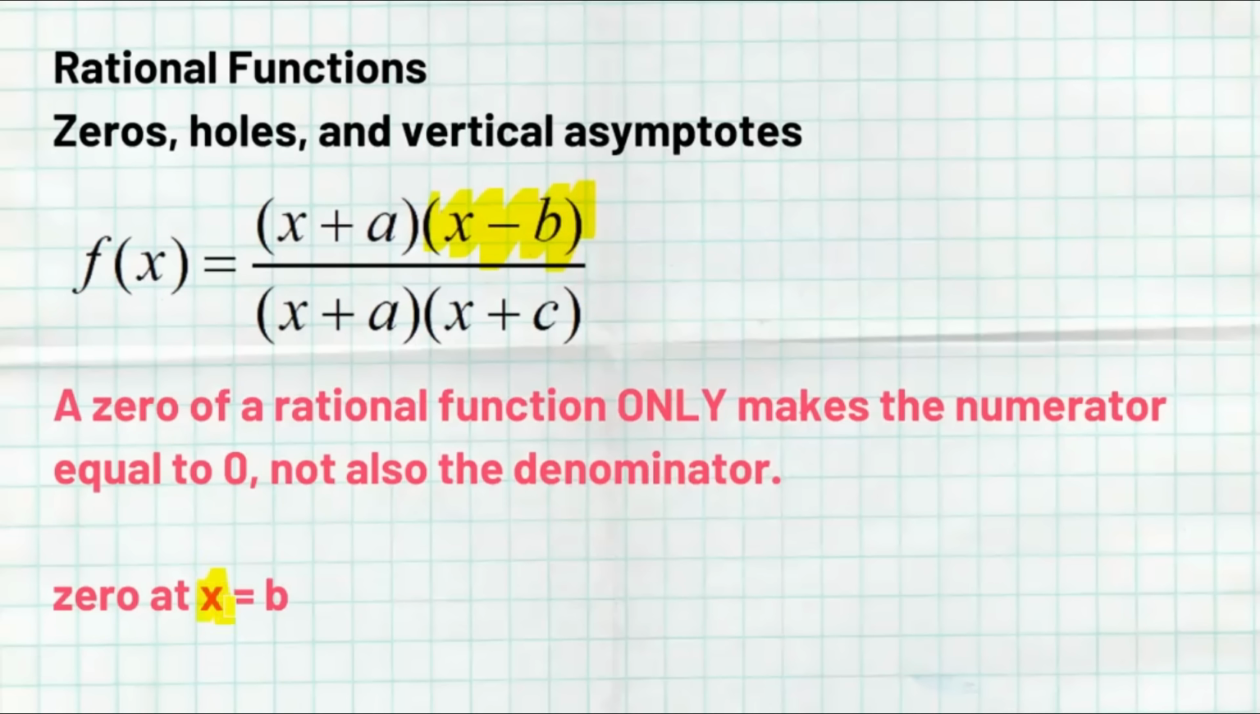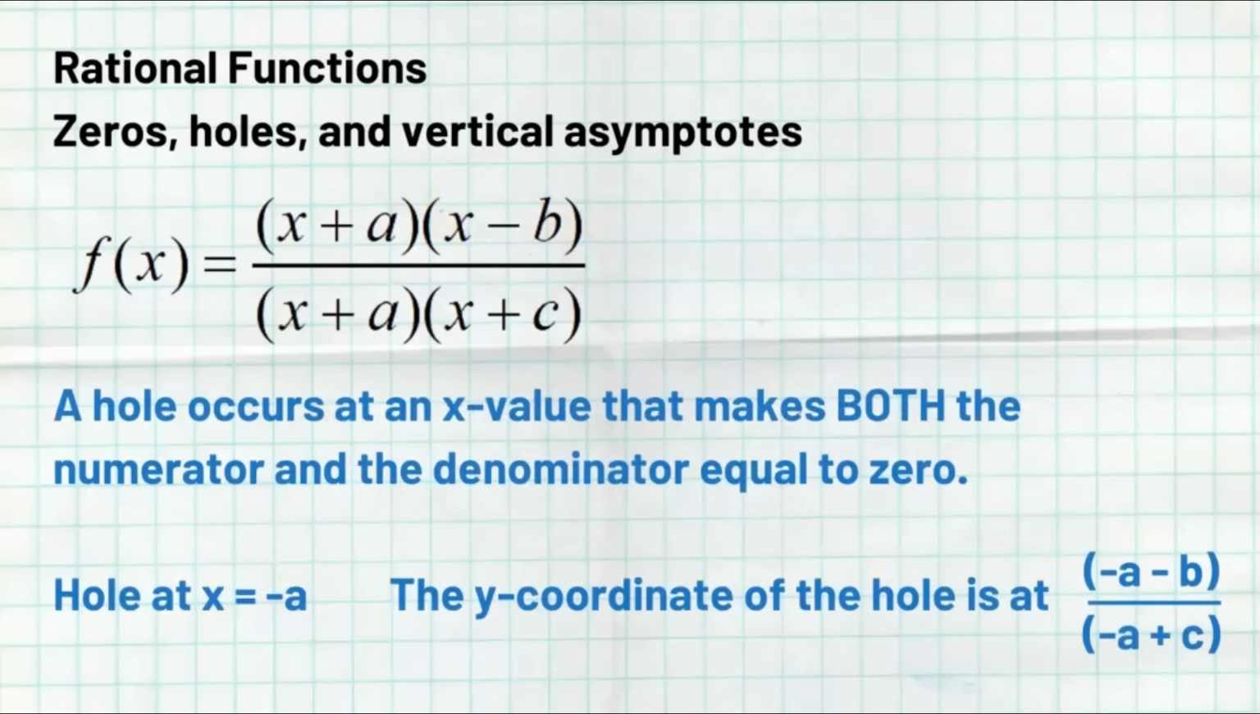So in this particular case, that would be this factor right here, x minus b. Therefore, we're going to have a zero at x equals b, because b minus b creates a 0 in the numerator only. Yes, we have an x plus a over an x plus a, but that makes both numerator and denominator 0. That's going to be something else that we're going to talk about right now. So that's when a hole gets created. A hole occurs at an x value that makes both the numerator and the denominator equal to 0.